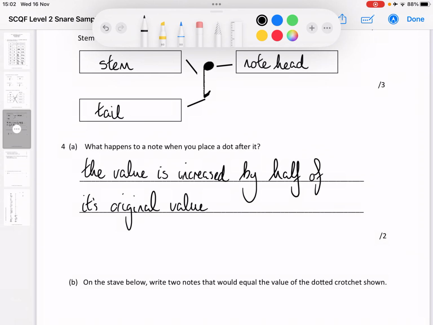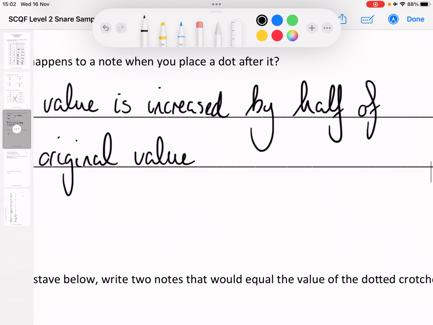You don't have to do a diagram on this, but I'm going to do one just here. Say I've got a dotted crotchet. That dotted crotchet is equal in value to the crotchet we started with and a quaver. That's what the dot does to the note. It increases its value. And remember, in drumming, we wouldn't play that and that.